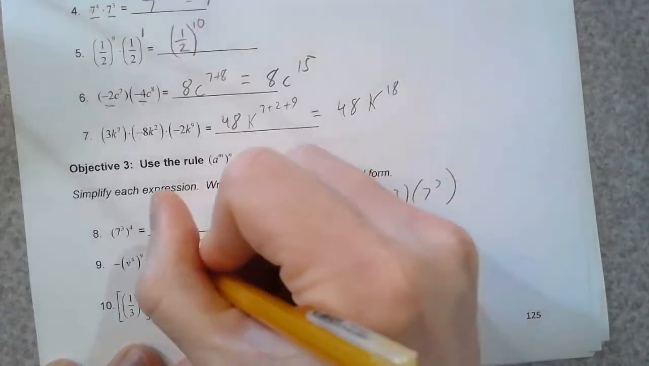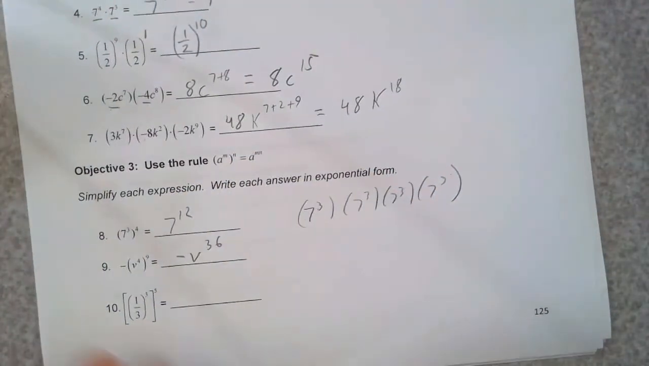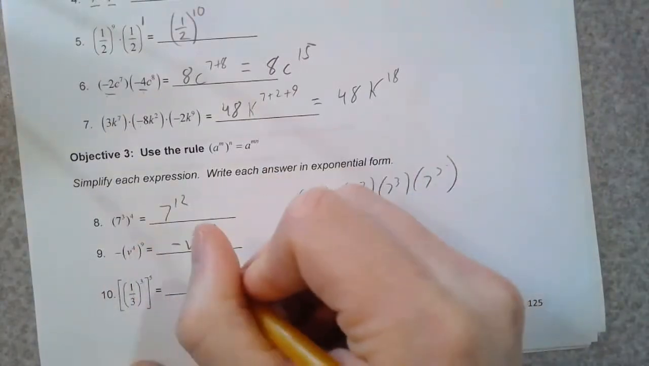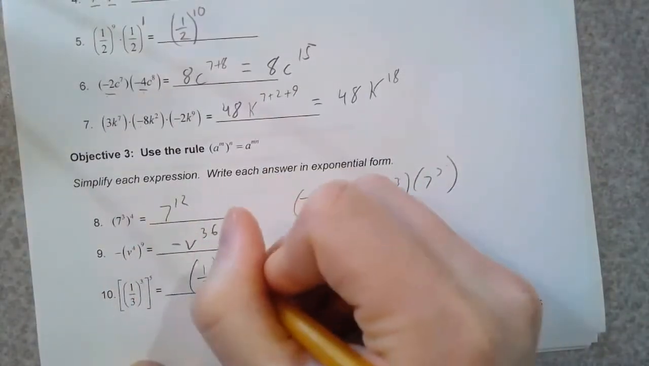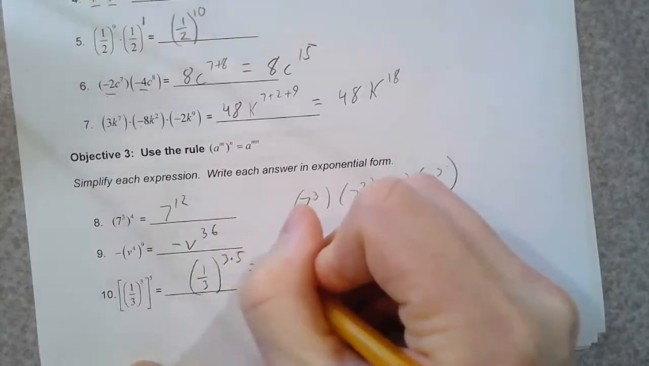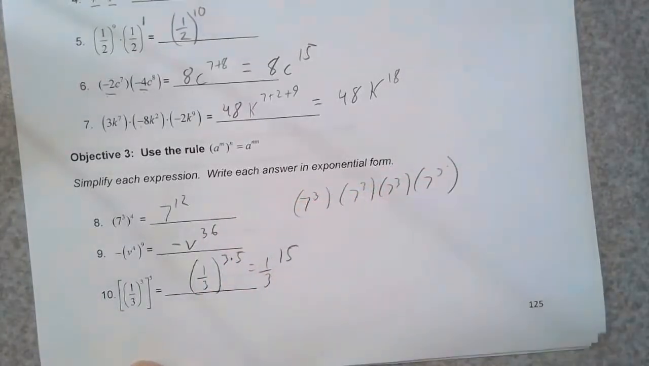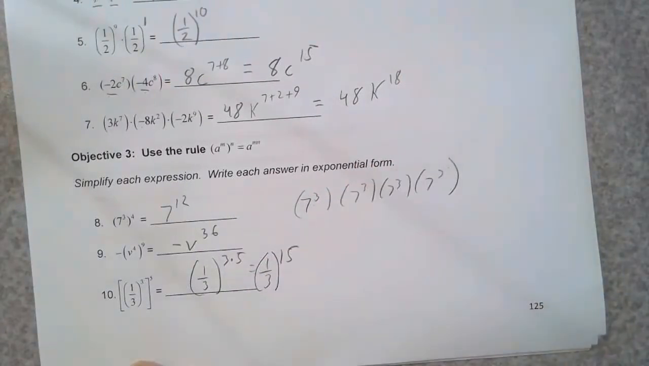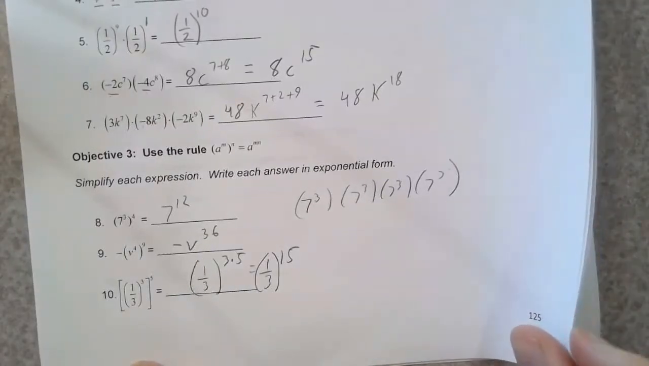V to the 36th. Oh, but I need a negative sign because it's out front. 1/3 cubed to the 5th. That would be 1/3 to the 3 times 5, which is 1/3 to the 15th. You need to put parentheses on these fractions because otherwise it looks like you have 1 to the 15th over 3, which is not the same thing.